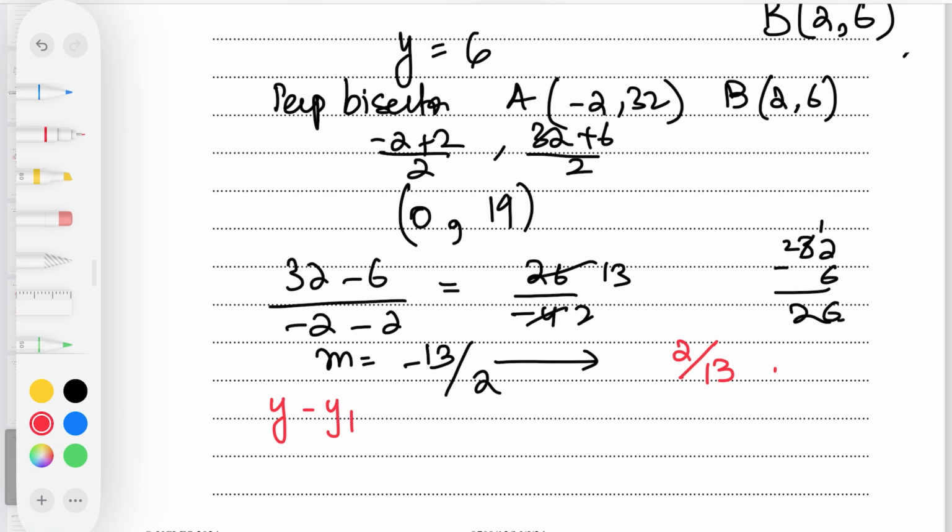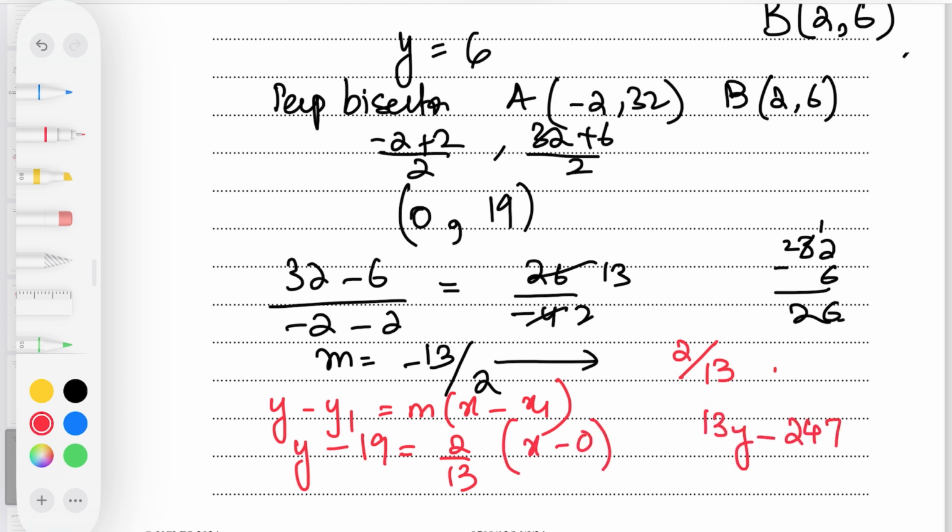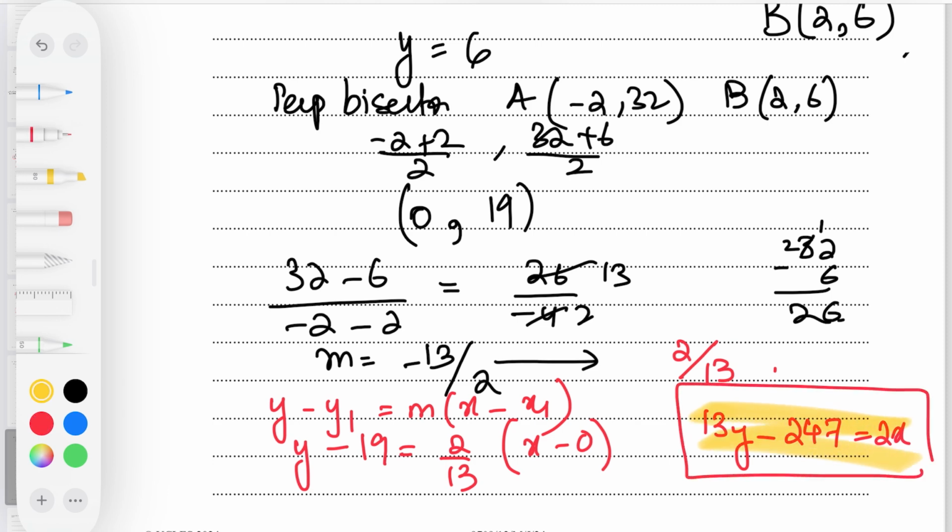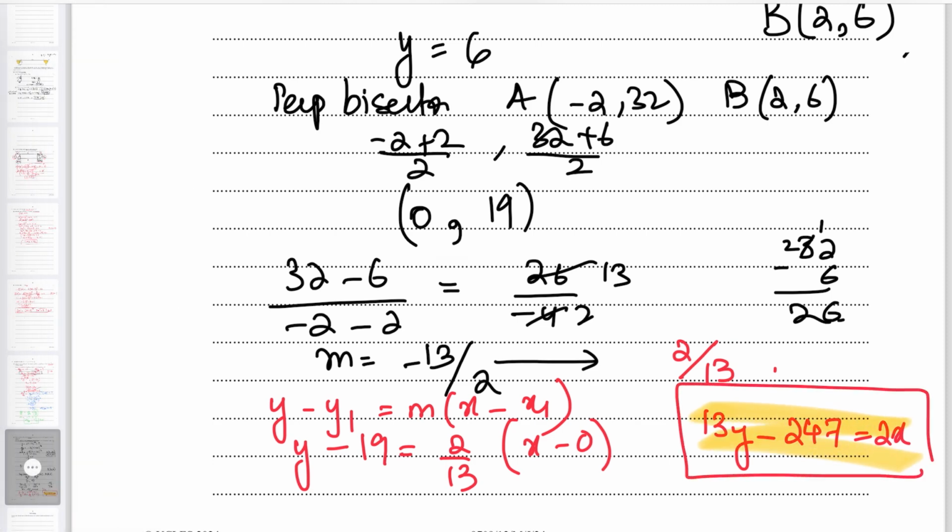Y minus y1 equals m into x minus x1. Y minus 19 equals m into x minus 0. So my equation is going to be 13y minus 247 equals 2x, which is going to be my answer for the equation of the perpendicular bisector.